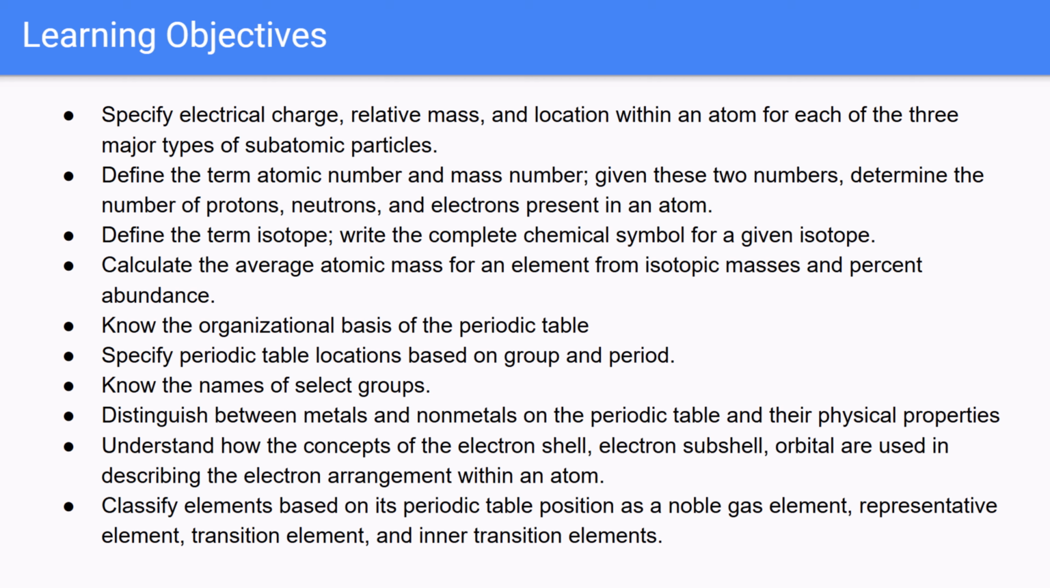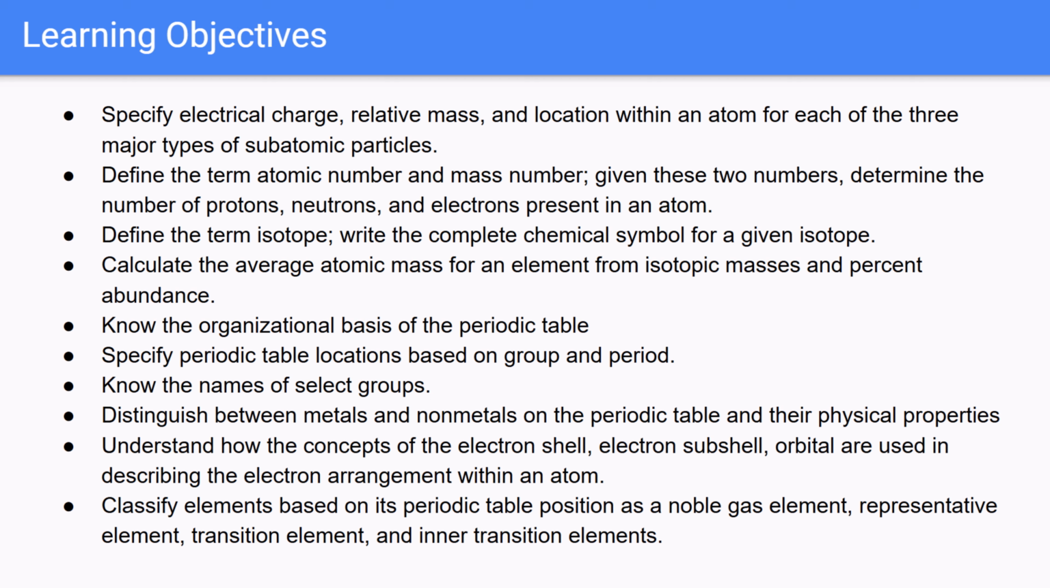We're going to define isotope and write the complete chemical symbol for given isotopes. Calculate average atomic mass for an element from isotopic masses and percent abundance. So yes, there will be a little bit of math associated with this unit, not nearly as much as the last one. We need to know the organizational basis of the periodic table, why it's organized in a specific way.